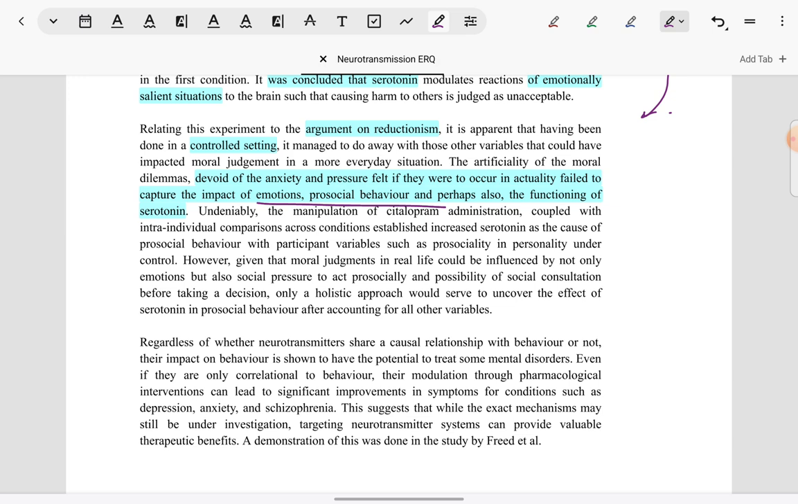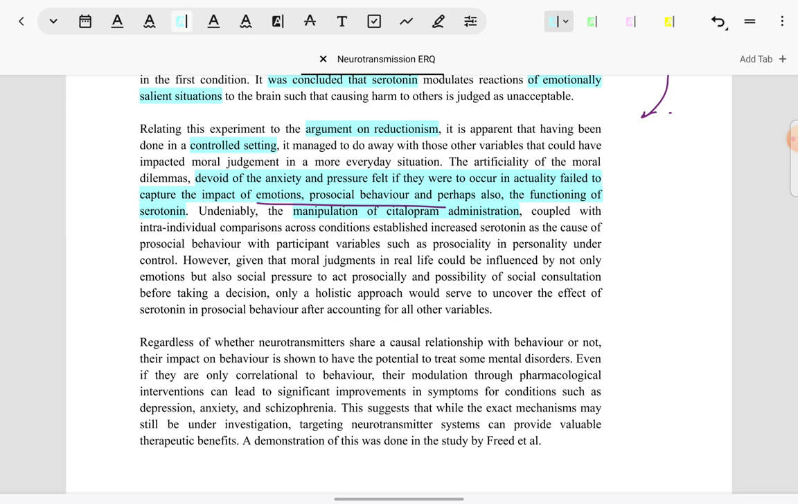That real situation would be far more pressurizing and emotional in nature compared to what is done in this study. So in critical thinking, I'm talking about the lack of ecological validity in this study in a way that makes it very reductionist. Again, I do point out the strength of the study, that there is manipulation of citalopram, and that is why there is a clear cause-effect relationship.